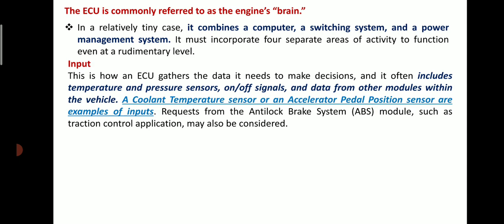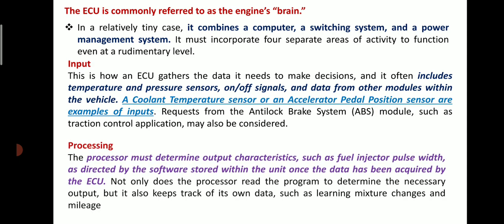First is input. This is how the ECU gathers the data it needs to make decisions, and it often includes temperature and pressure sensors, on-off signals, and data from other modules within a vehicle. A coolant temperature sensor or an accelerator pedal position sensor are examples of inputs. Requests from the anti-lock braking system module, such as traction control application, may also be considered.